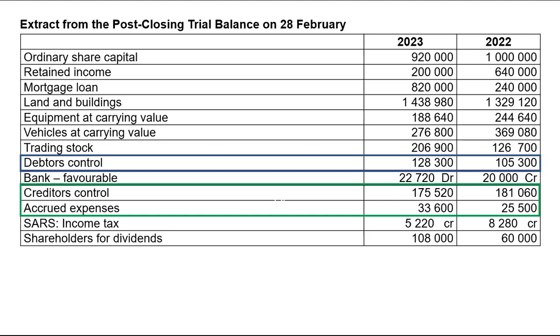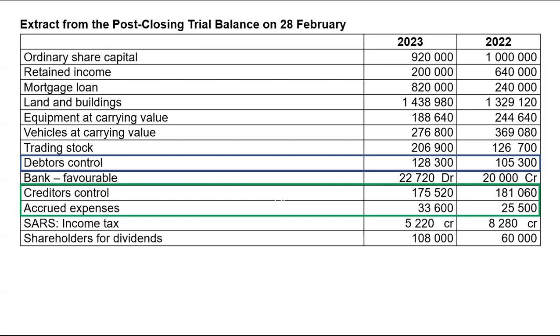Next, I am going to do note number 2, which relates to bank. Bank, they said it's favorable. Last year, it was 20,000 on the credit. Please note that when your bank account is on the credit side, it means your receipts were less than your payments. And when your payments are more than your receipts, it indicates that you are having a bank overdraft. So last year we had negative 20,000. And this year we've got a positive 22,720.